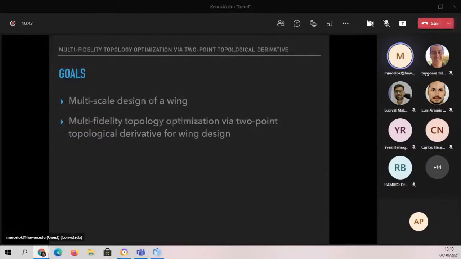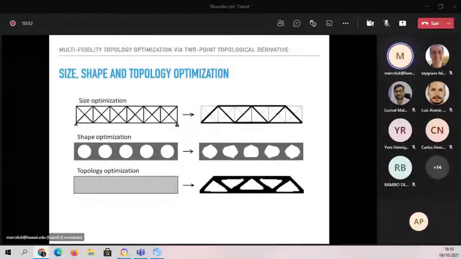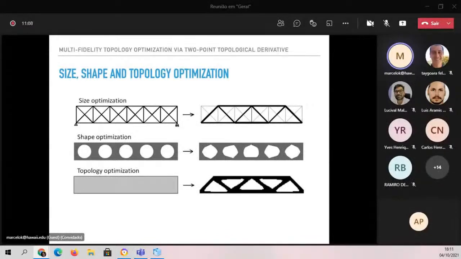So just to provide you some context, in terms of the optimization, not only of structures but in general, you can categorize them in three different classes. In the first one, you have size optimization. Perhaps that's the simplest type of optimization. Okay, so we have an example there of a truss, and what you see on the right is the optimized solution. You just get the dimensions of the truss, in this case the cross-section area. That's usually written as a linear programming problem.